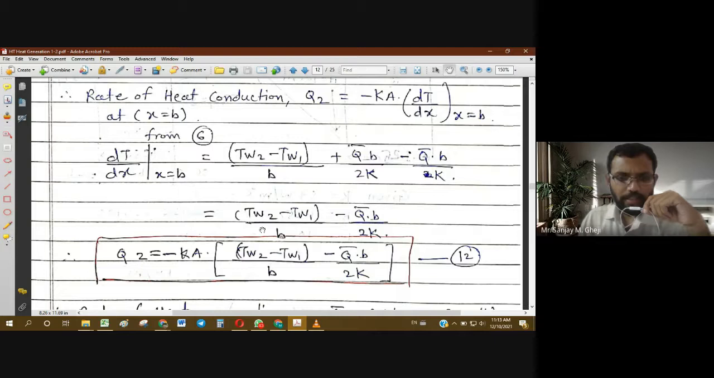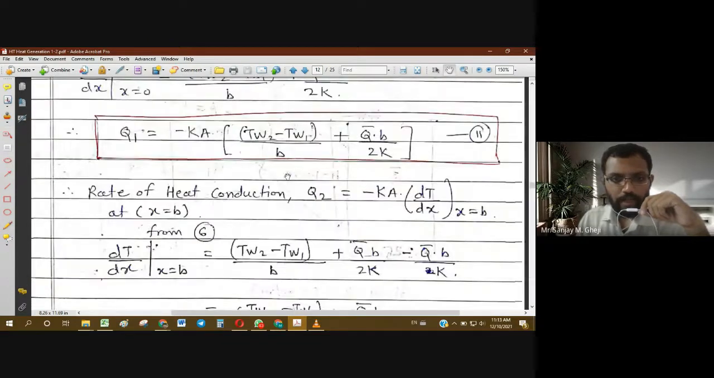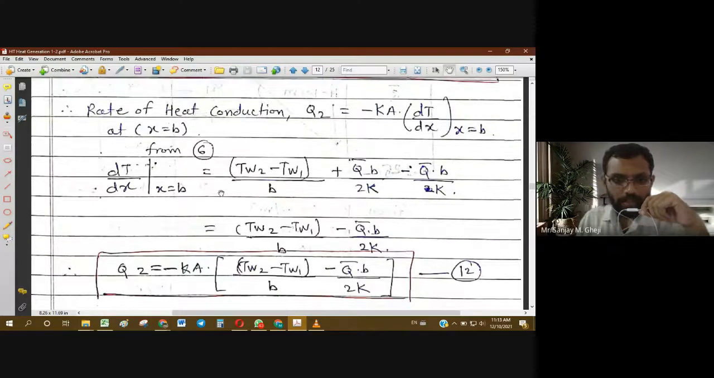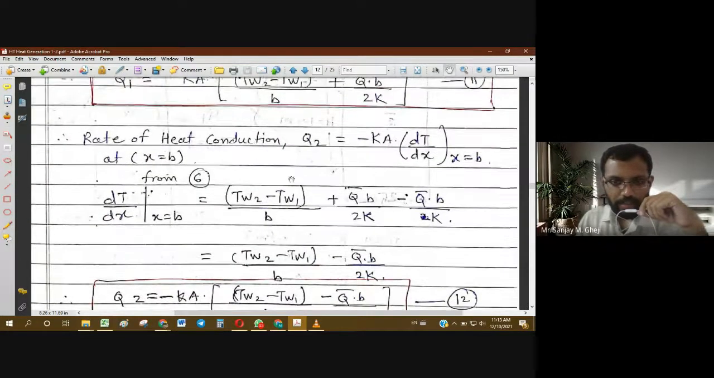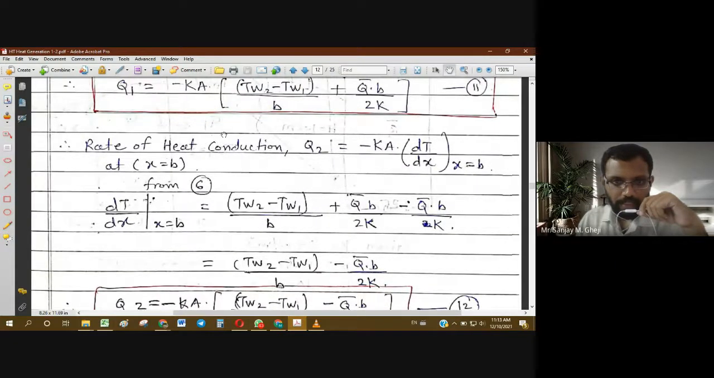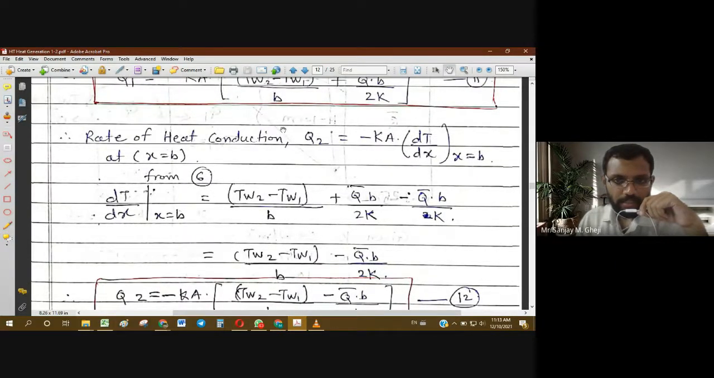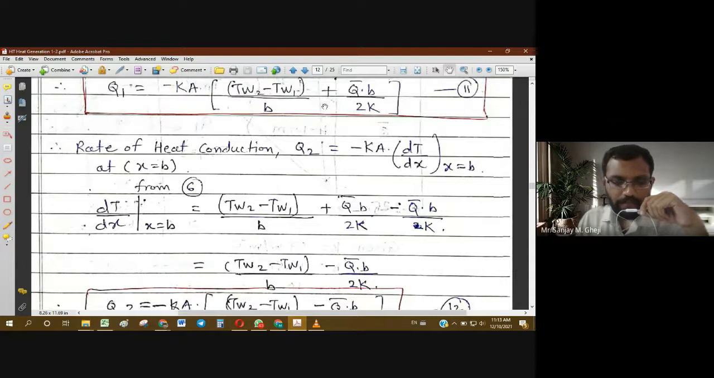Now this is obtained, and this will be put back in the equation of Q2. So we get Q2 equal to minus k into this bracket, equation number 12. Whenever we want to find the heat transfer rate on the left face, we will use this equation, and for the right face, we will use this equation. If you compare both equations, they are very similar to each other. Only there is a difference in plus and minus.